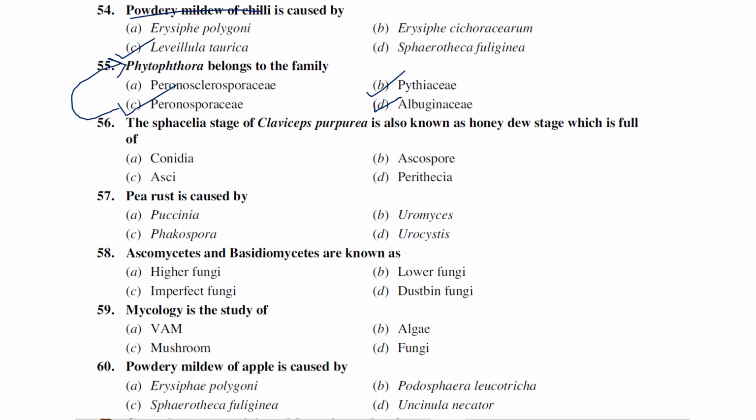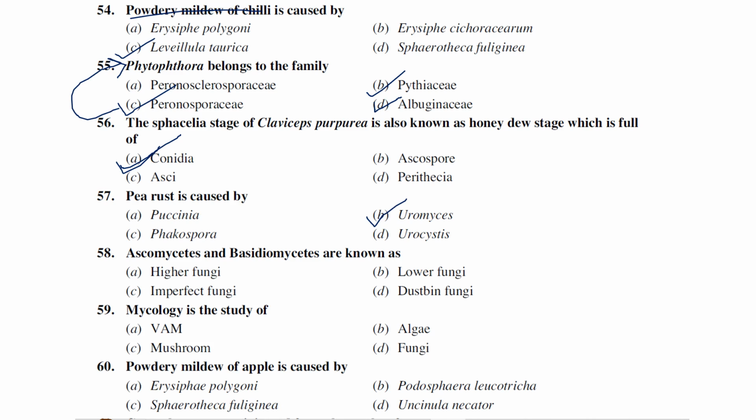Next one, the sphacelial stage of Claviceps purpurea is known as honeydew stage, which is full of conidia, ascospores, asci, and perithecia. This Claviceps purpurea also produces sclerotia, but the sphacelial stage produces an abundant amount of conidia. So the answer is conidia. Bean rust is caused by Puccinia, Uromyces, Phakopsora, and Urocystis. Generally, bean rust is caused by Uromyces appendiculatus. I'm not sure, but the genus is Uromyces. There is no doubt about it.